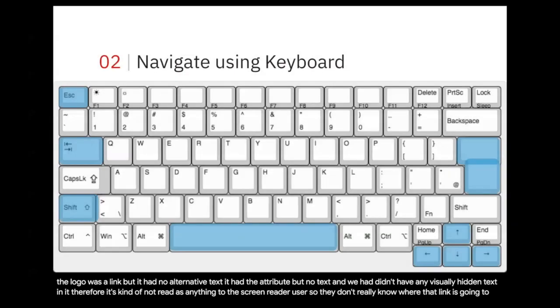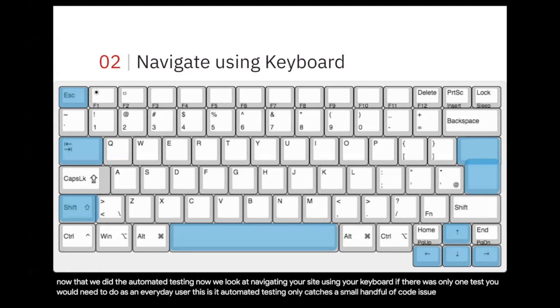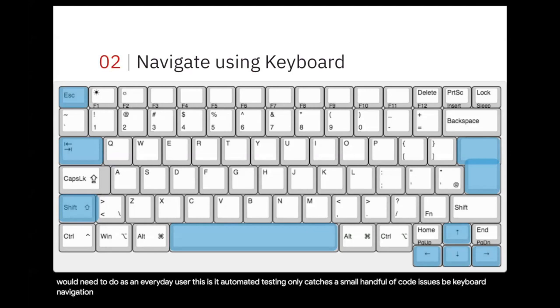So now that we did the automated testing, now we look at navigating your site using your keyboard. If there was only one test you would need to do as an everyday user, this is it. Automated testing only catches a small handful of code issues. The keyboard navigation will really let you know how others actually interact with your site. This could be as simple as using the tab, shift, spacebar, arrows, enter, and escape keys.